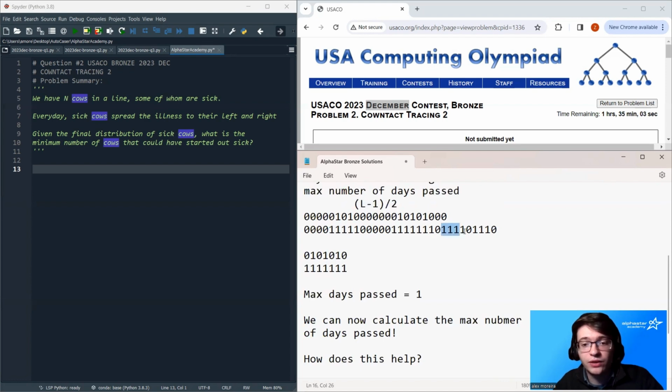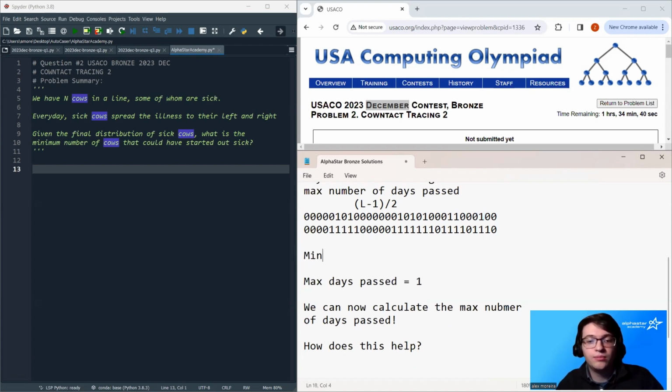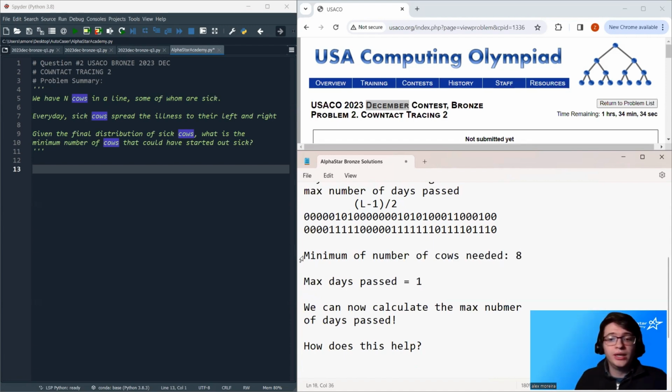How about an interval of length 4? We'd need 2 cows for that. So we need a cow to pass it here and a cow to pass it here. And then this is just 1. So in total, we have 1, 2, 3, 4, 5, 6, 7, 8 cows. So the minimum number of cows needed is 8. And we basically want to replicate this in code.